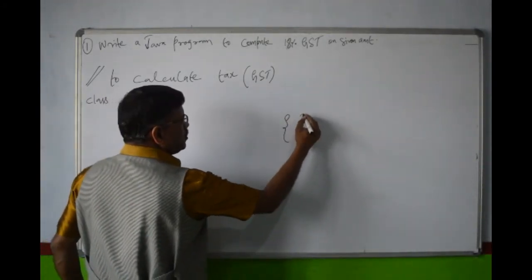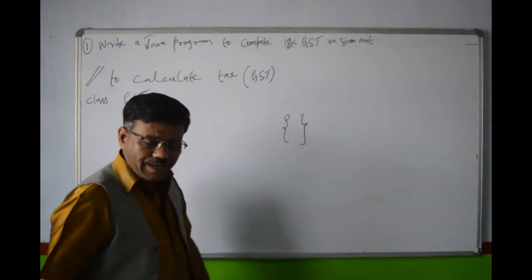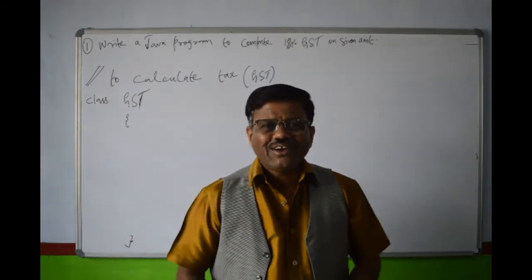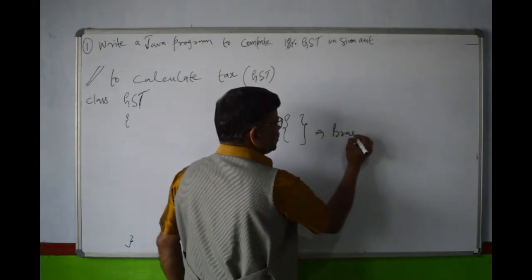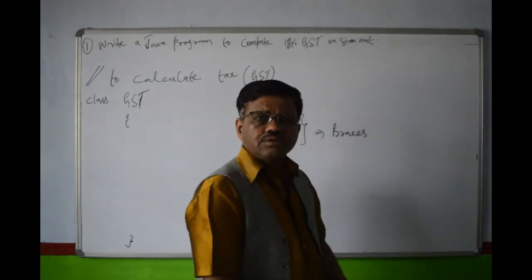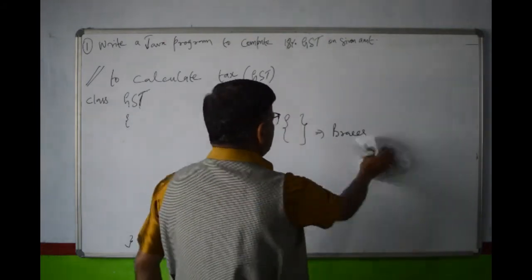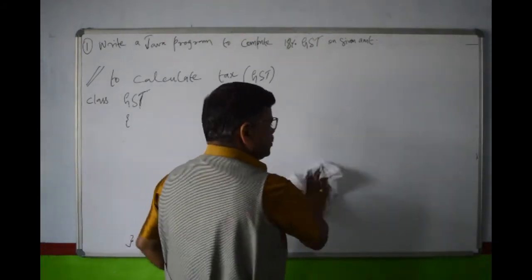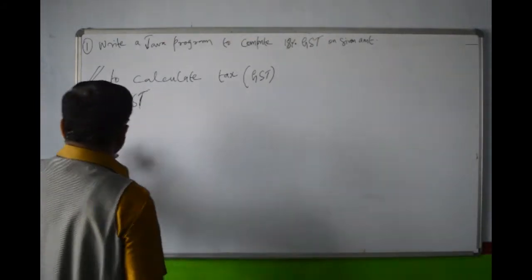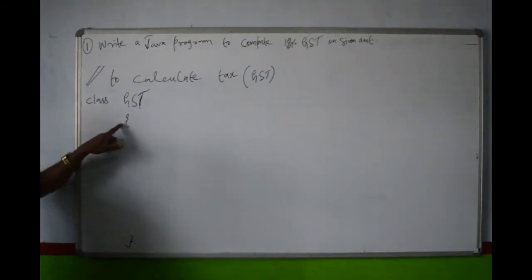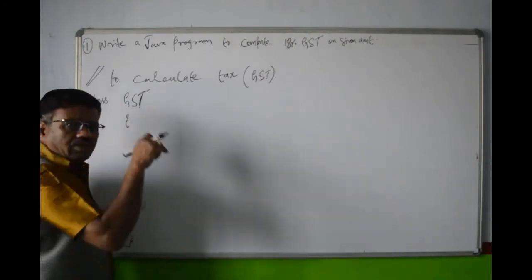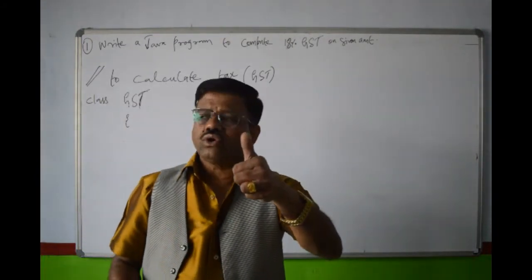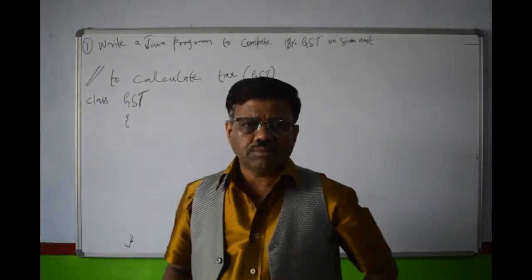Some call it curly bracket, some call it flower bracket. No, the correct name is braces. Is this clear? So you have to open it and close it. Whenever there is an opening, there has to be a closing. You need to do the balancing. This is the class name. Inside the class, there are two components: one is called method, another is called data member.